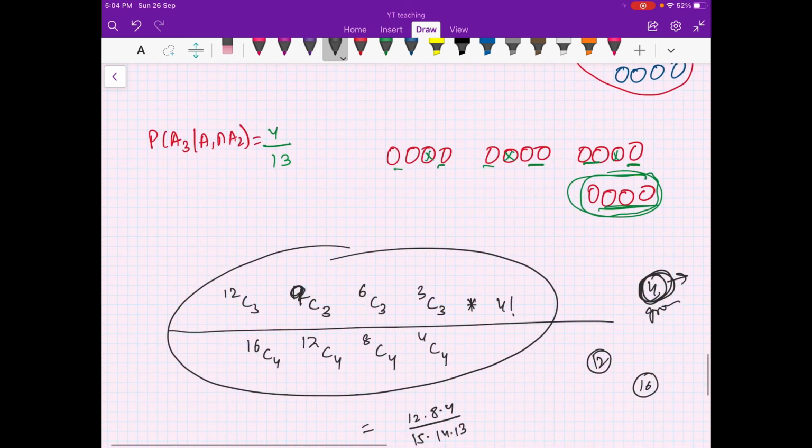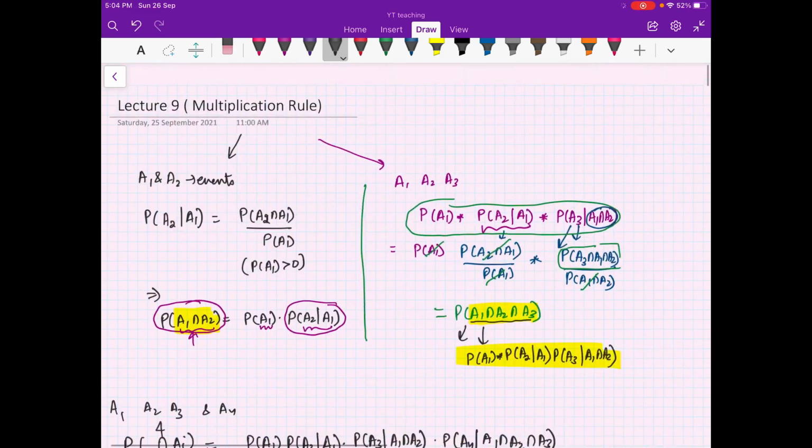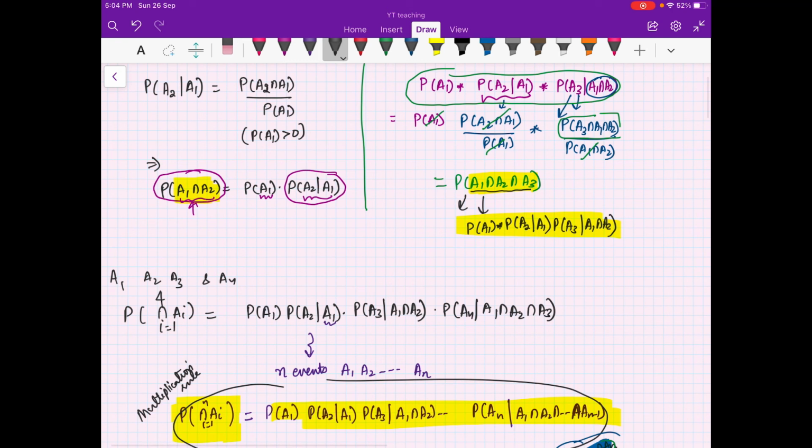Right? So you see, the main thing which you have to learn in this video is this multiplication rule, because again and again you will see in the proofs of many theorems and in the solutions of many problems we are going to use this multiplication rule.